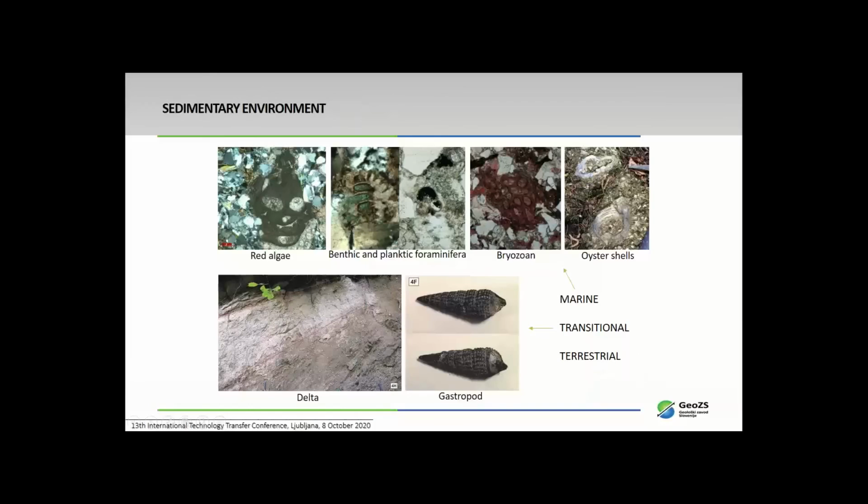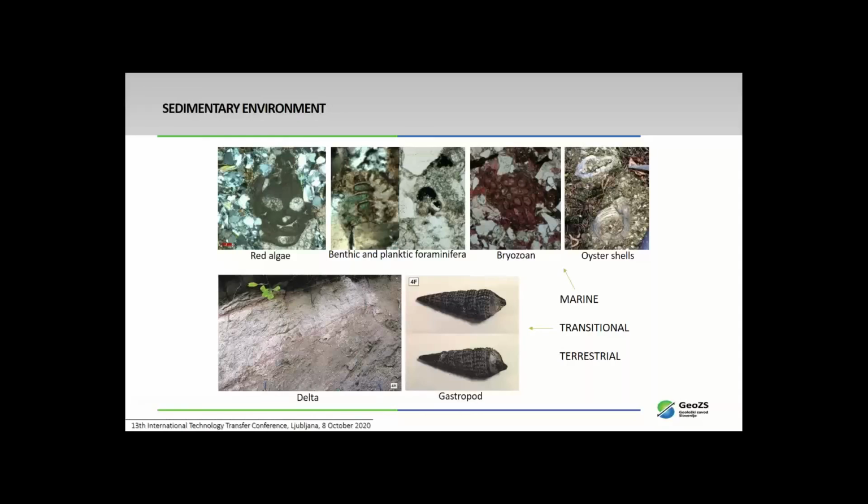Three different sedimentary environments were established: terrestrial, transitional, and shallow marine. And during a specific period, the area was covered by the Central Paratethys sea. Fossil remains of the sea, like oyster shells, can be observed in the rocks macroscopically, while red algae, benthic and planktic foraminifera, bryozoan, can be seen in thin sections, so microscopically. Two types of transitional environment were determined: deltaic, represented by laterally wedging out of conglomeratic beds, and brackish, defined by gastropods. In periods of sea level low stand, sedimentation took place in high energy fluvial environment and in the restricted swamps where conditions for the formation of coal were created. Next slide.